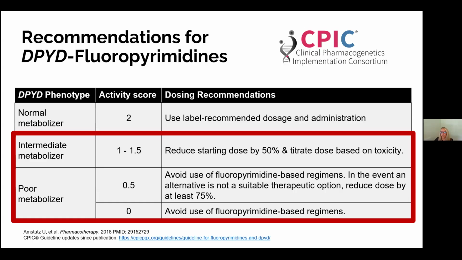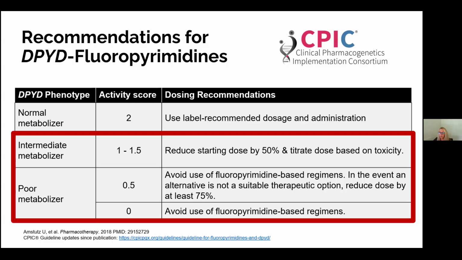If the patient doesn't experience toxicity or it's not clinically significant, you can consider increasing the dose. However, if at the 50% dose reduction the patient still experiences severe toxicity, then you would want to decrease the dose. On the bottom row, you'll see poor metabolizers. The overall recommendation is to avoid fluoropyrimidine-based regimens.